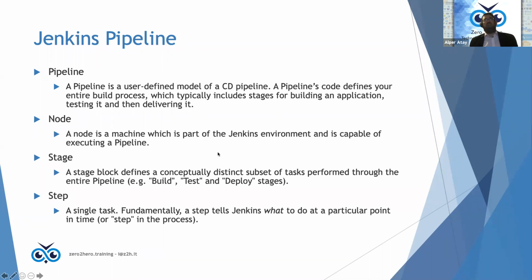We could tell Jenkins which node we want this to run, or we could arrange our nodes to run specific pipelines. We have this flexibility. And there are stages. So mostly there are build, test, and deploy stages as well. And for each stage, we have got steps. Steps are the actions that we need to take.